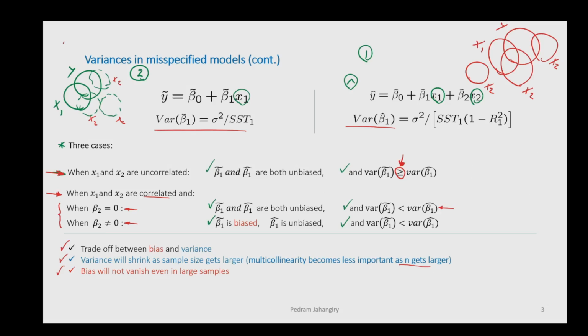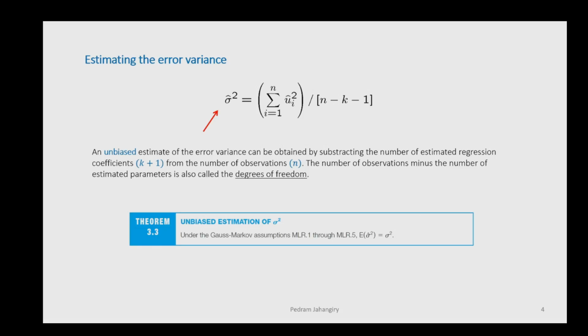Okay, so I leave it as an exercise, and now let's continue our discussion. The rest of these slides are pretty much straightforward because we have seen them before in the simple regression model. We are going to estimate the error variance in the multiple regression model. As you remember, in the simple regression model, we had sigma hat square, the unbiased version of sigma square, and we had a theorem where we simply needed to divide the sum of squared residuals by the degrees of freedom. Everything is the same here in the multiple regression model.